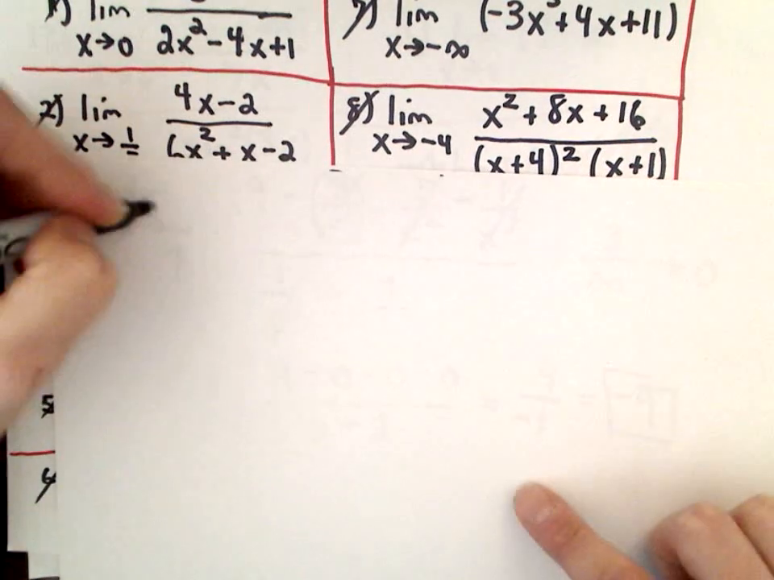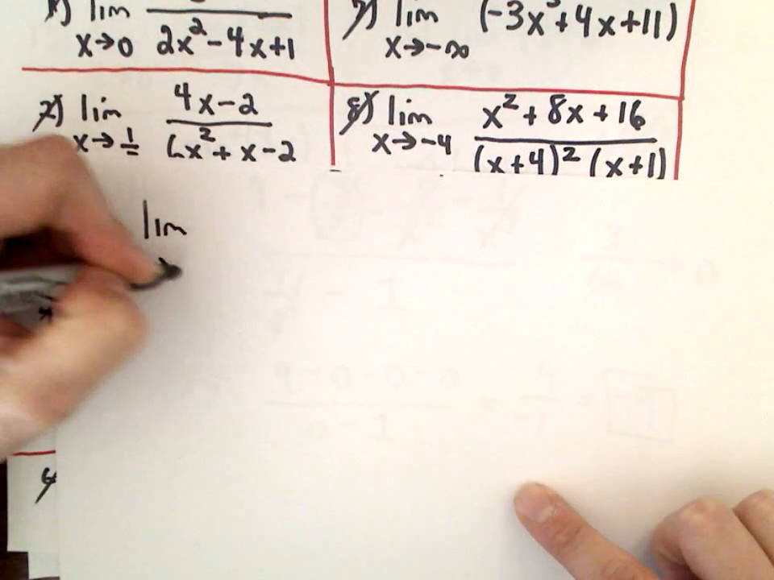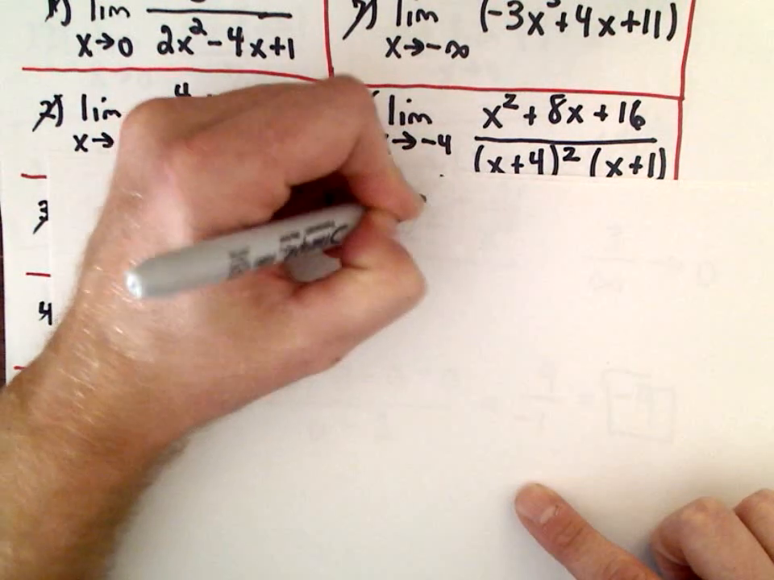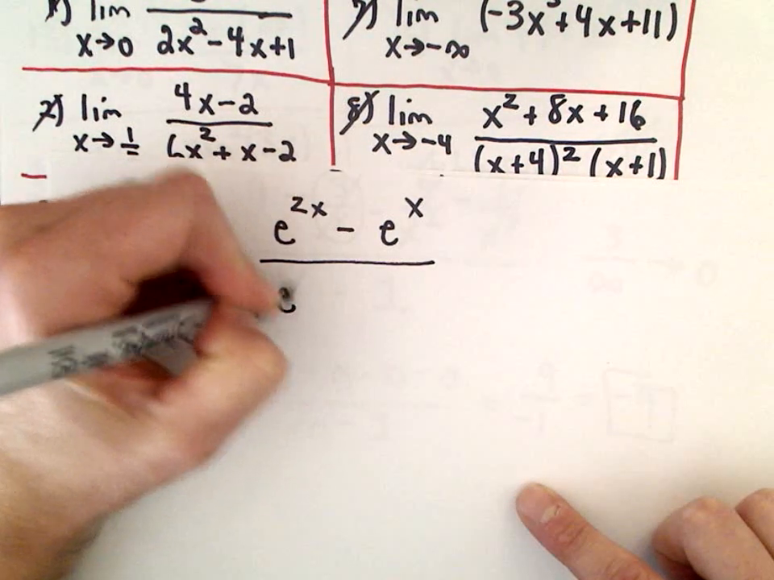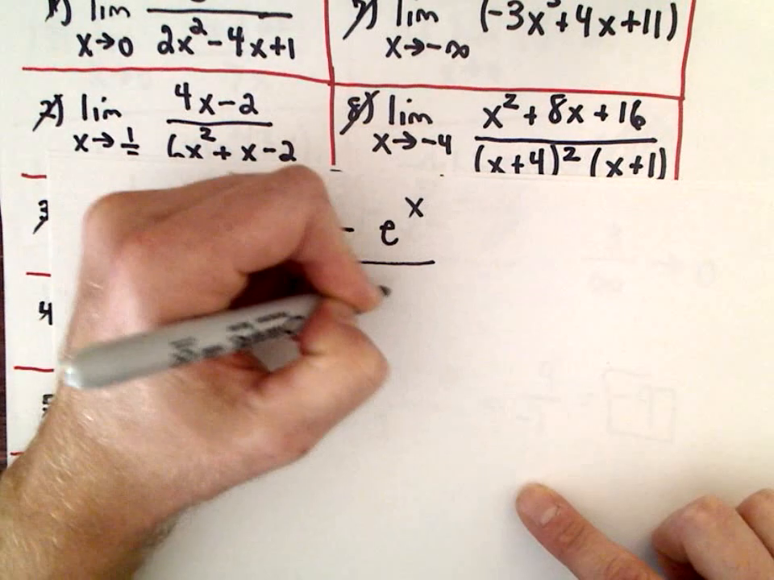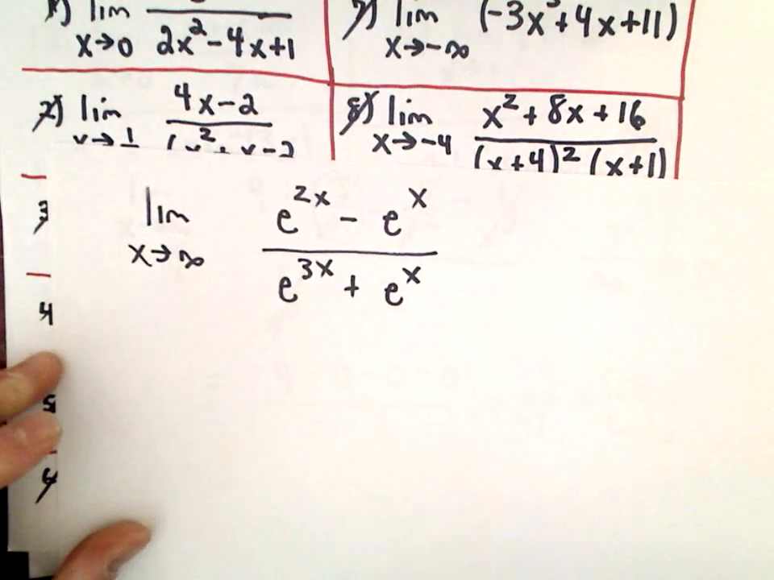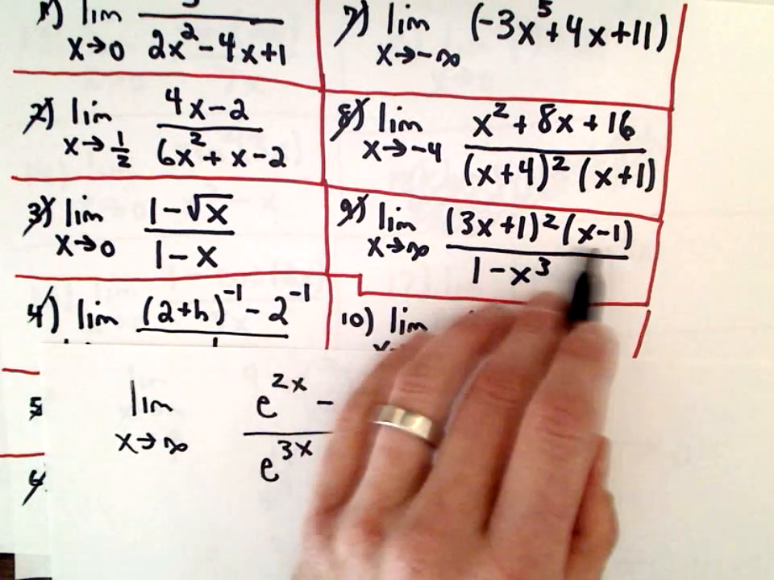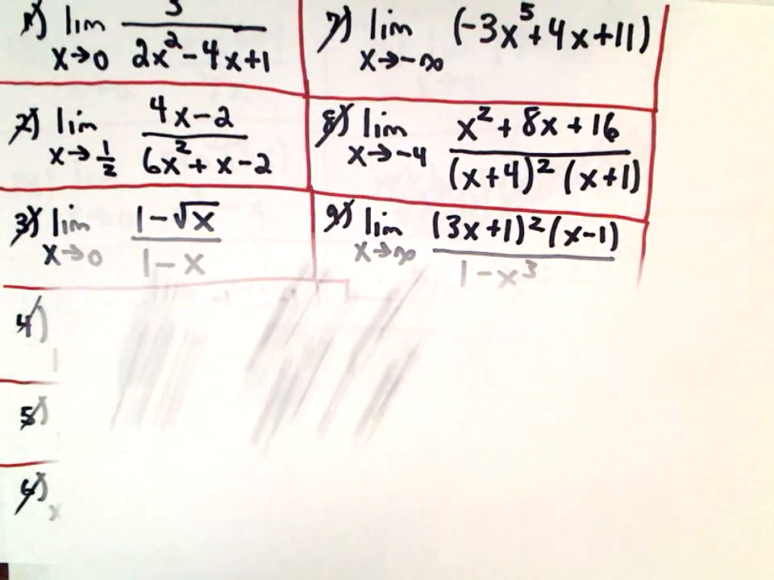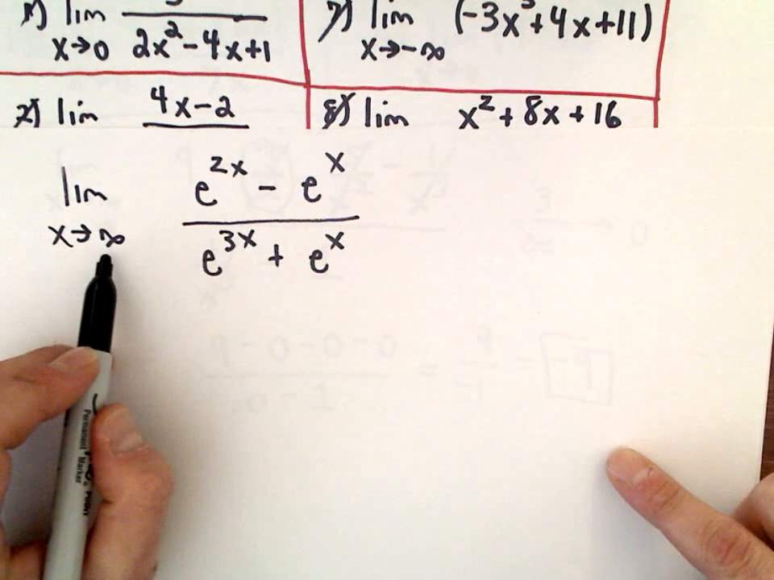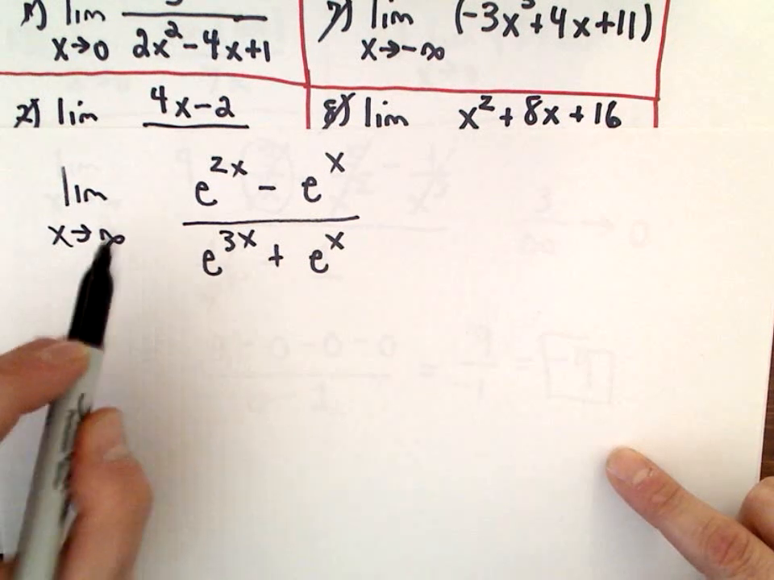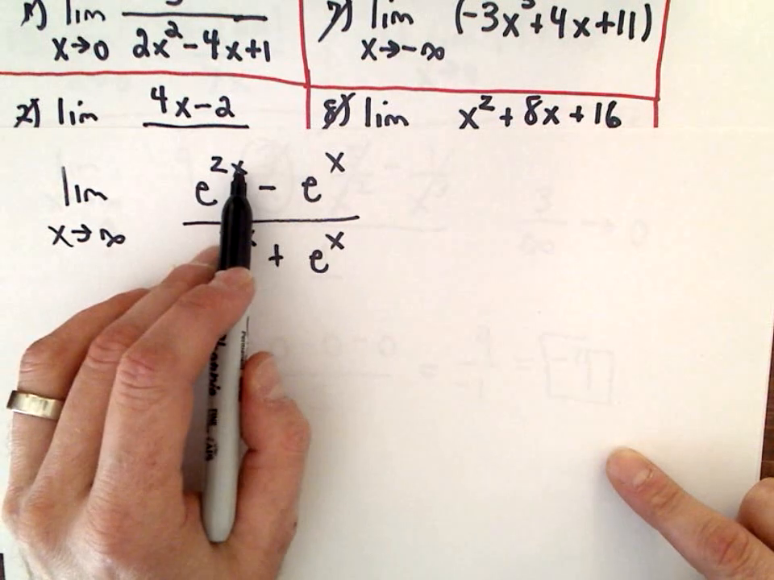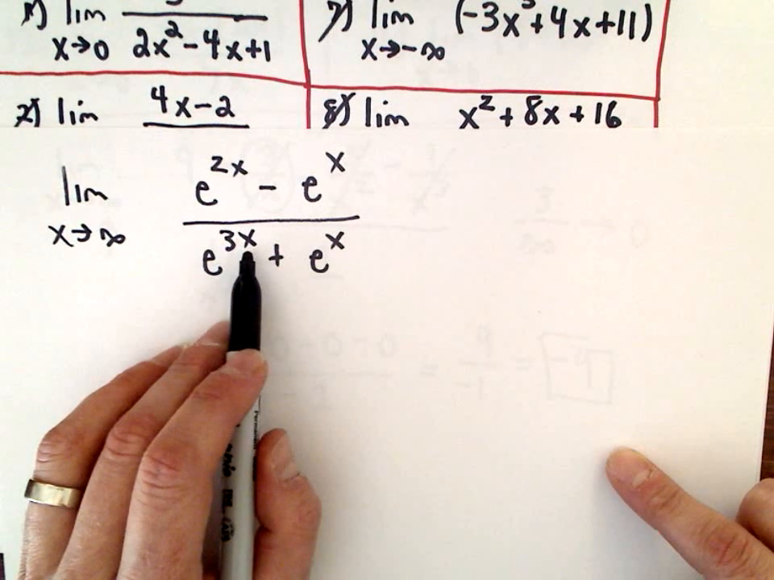Let's suppose we had something like the limit as x goes to infinity of e to the 2x minus e to the x over e to the 3x plus e to the x. Something like this. Okay, so this isn't a rational function. A second ago, this was a rational function, a polynomial over a polynomial. As x goes to infinity, each one of these exponents is going to go to infinity. 2 times a big number is a big number. 3 times a big number is a big number.